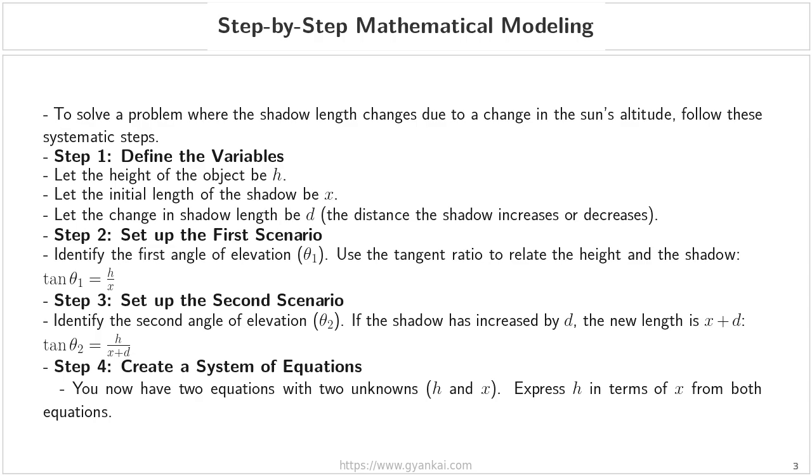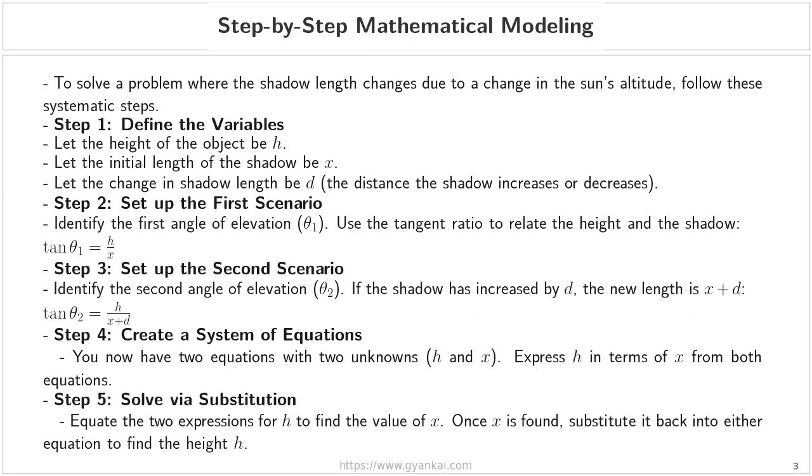Step 4 is creating a system of equations. At this point, you have two separate equations, but you still have two unknowns, h and x. To make this manageable, your goal is to rearrange both equations so that you are expressing h in terms of x. Finally, step 5 is to solve via substitution.